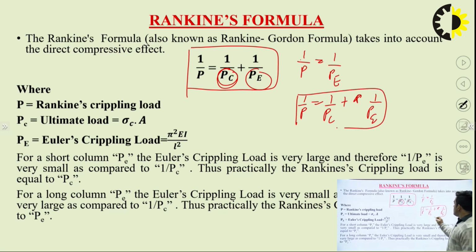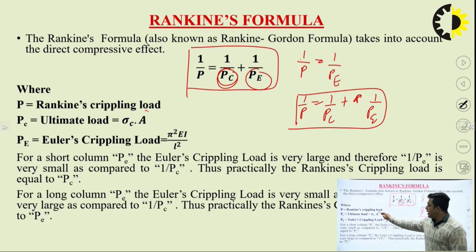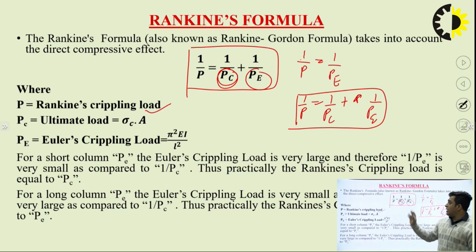It will be like this, where P is the Rankine crippling load, because this is the Rankine-Gordon formula. Basically this formula is given by Rankine. What is PC? It is the ultimate load, the load which is producing compression in the system. PE is Euler's crippling load, where PE is pi square EI by L square.